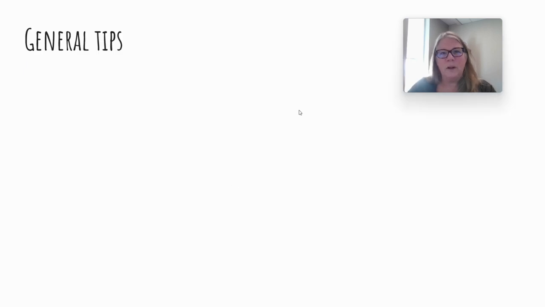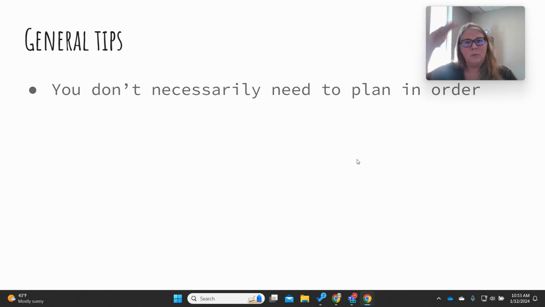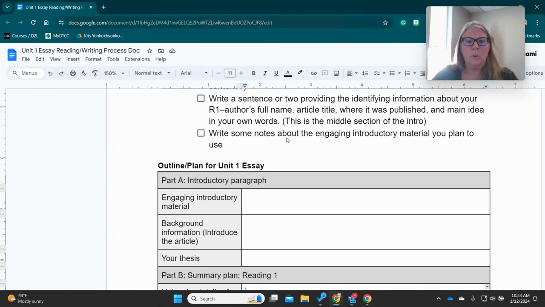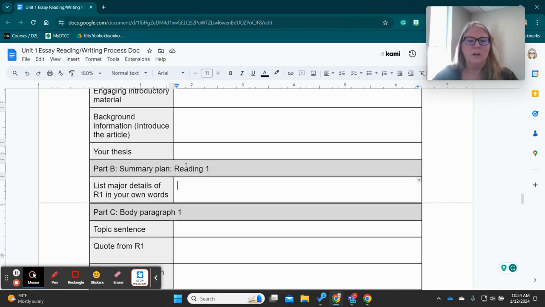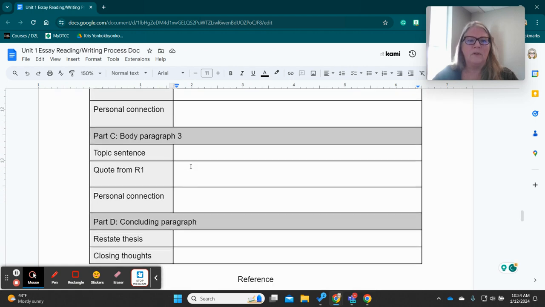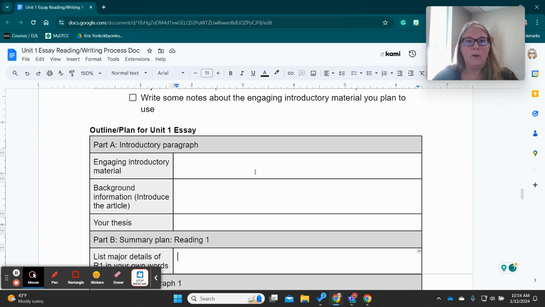So some general tips when it comes to doing your outline. One thing to keep in mind is you don't necessarily need to plan in the order in which the essay will ultimately appear. What that means, let me bring over the document that you're working with, all right? So here's the outline plan here, right? And the essay is going to go in this order: introduction, summary, body paragraphs, conclusion. I usually tell people to hold off on planning the introduction until later on in the process.